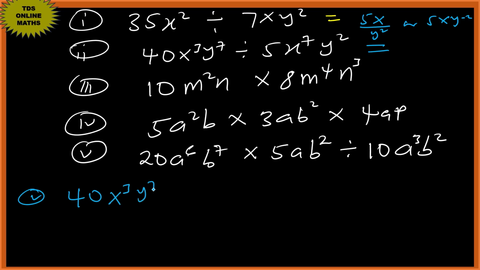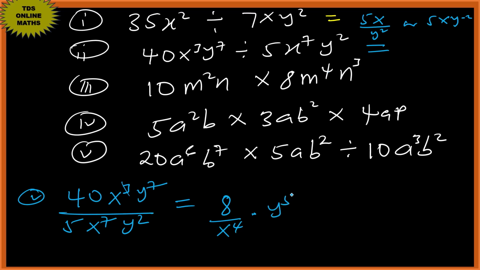x cubed y to the power 7 on 5x to the power 7 y squared. So 5 into 40 is 8. Now we have 3 here, 7 here, so we leave it 4. So x to the power 4. Then 2, 7, we have 5. So we have y to the power 5.